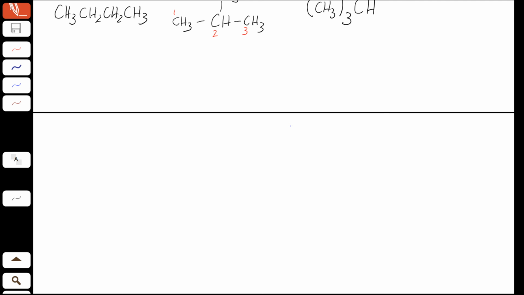Before the parent structure, we have a prefix, and after the parent structure, we have an end or a suffix, which represents the functional group. Let's define these, and then we'll practice them, and hopefully it'll make a little bit more sense.